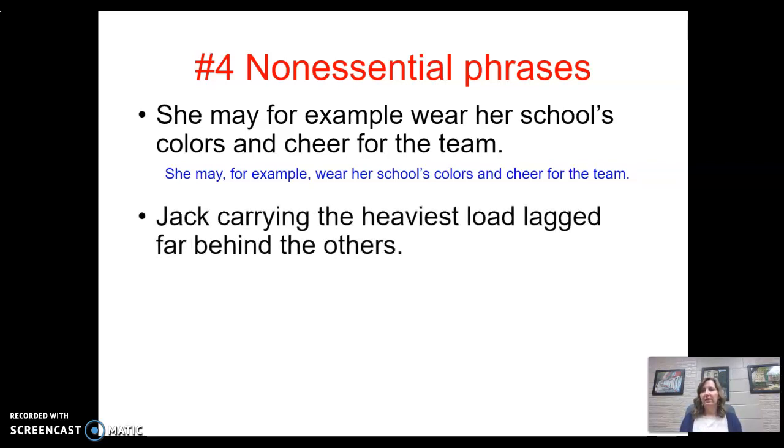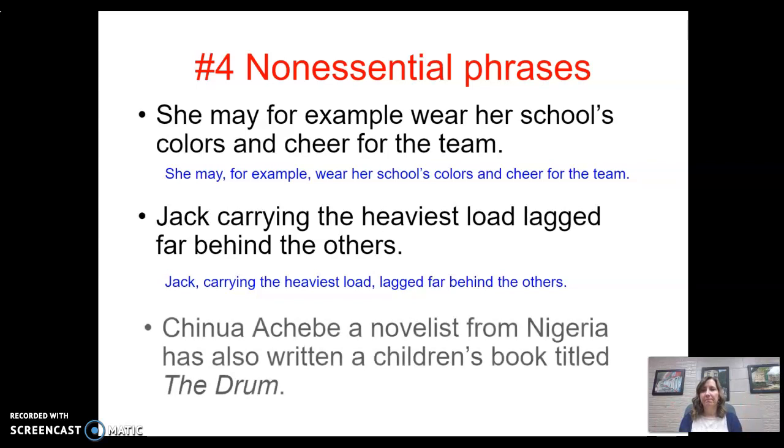Okay, our next one: Jack, carrying the heaviest load, lagged far behind the others. Jack is our subject, and Jack lagged far behind the others. And this other piece, "carrying the heaviest load," is just giving us more information about what Jack is doing. This is a modifying verbal phrase that's telling us more information about Jack, but is not necessary to the meaning of the sentence. So we're going to set that off on both sides with commas.